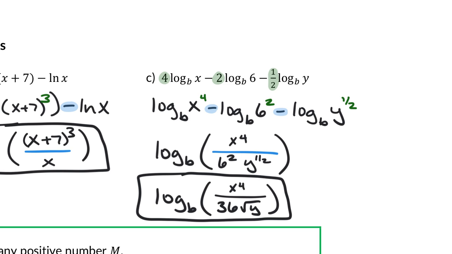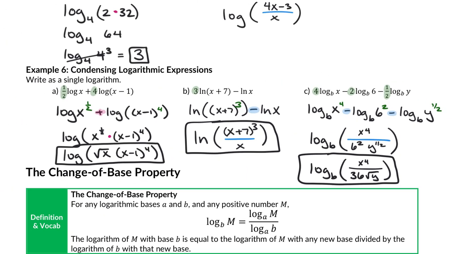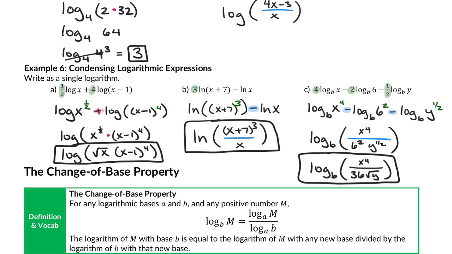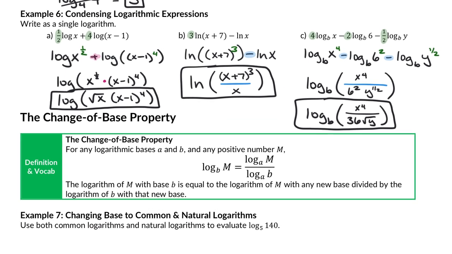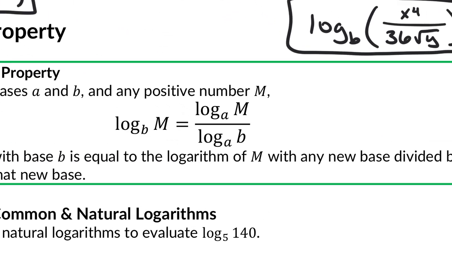Okay. The last property we're going to work on today is kind of separate from the other properties. It's called the change of base property of logarithms. The change of base property of logarithms allows me to type more than just common and natural logarithms into a calculator, because if you're trying to evaluate log base b of m, you can actually do this by taking the log of any base of m and divide it by the log of that same base of b.